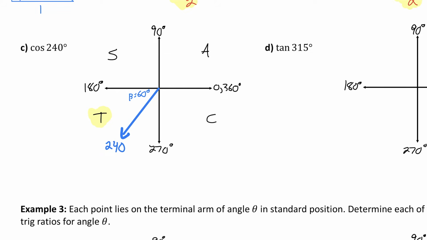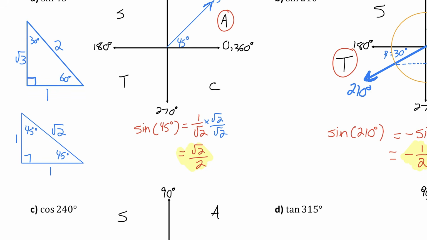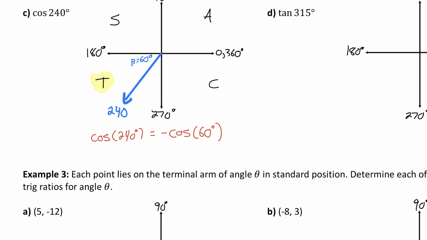So if I want cosine of 240, I can do cosine of the reference angle, 60 degrees, but I'm going to have to make that ratio negative because in this quadrant, only tan is positive, so cosine has to be negative. And then if I want cosine of 60, I can go to my special triangle. Cosine of 60, well, cosine is adjacent over hypotenuse, so I would do 1 over 2. So cosine of 240 is equal to negative 1 over 2.